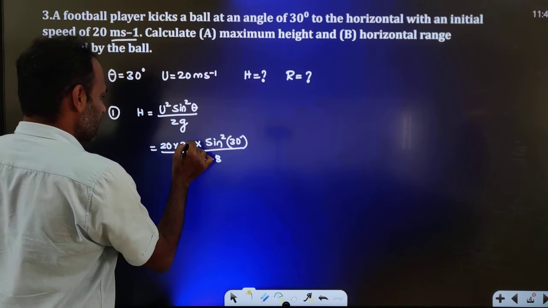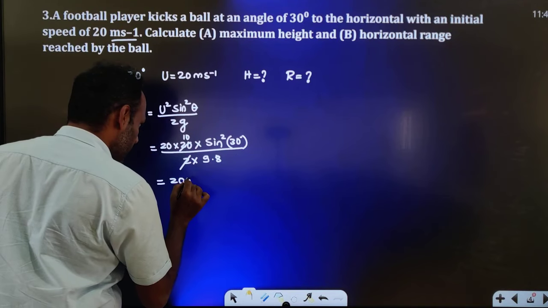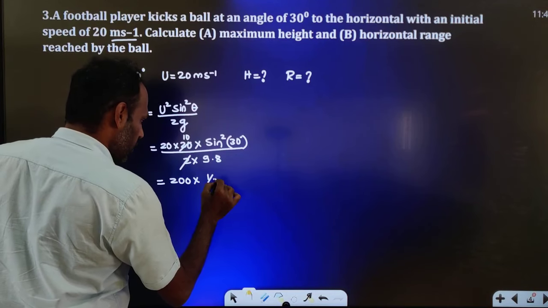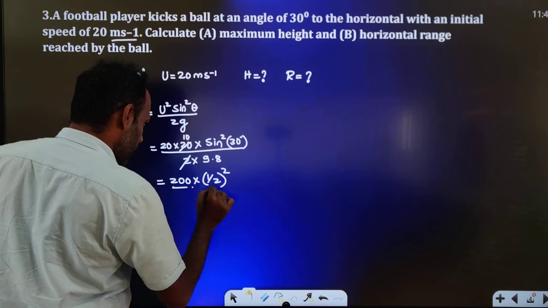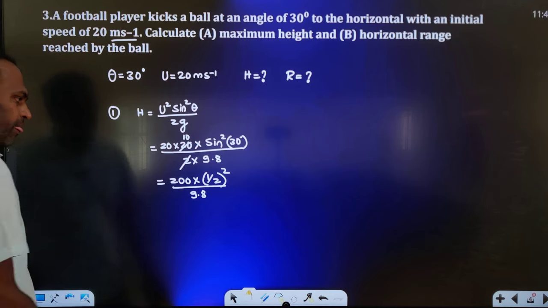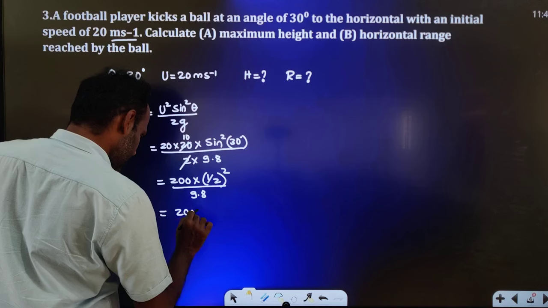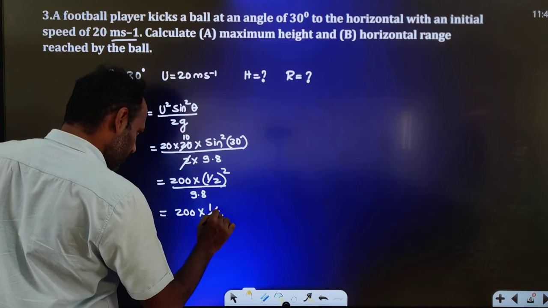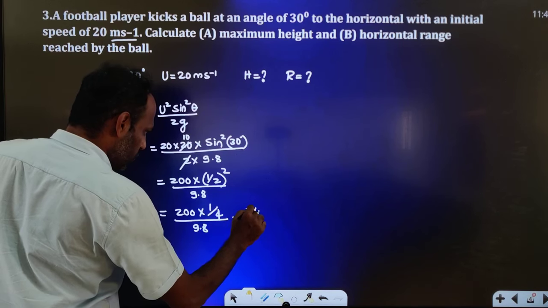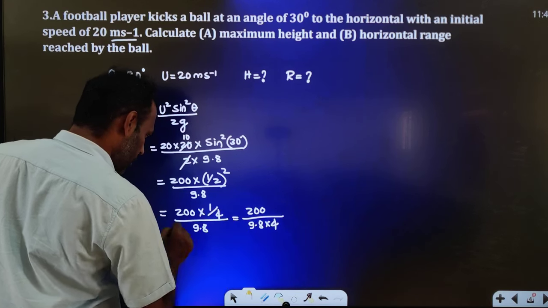2 tens are 20, so 20 into 10 will be 200. Sin square 30 degree: sin 30 degree is 1/2, so sin square 30 degree is 1/2 square, right? So this is 9.8. Now we'll solve this. This is 200, and 1 divided by 2 square is 4. So we get 4 divided by 9.8, and the 200 divided by 9.8 into 4 in the denominator.